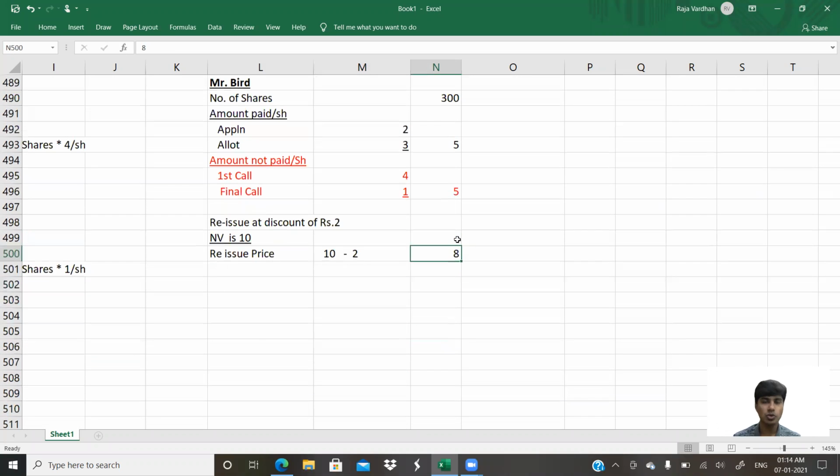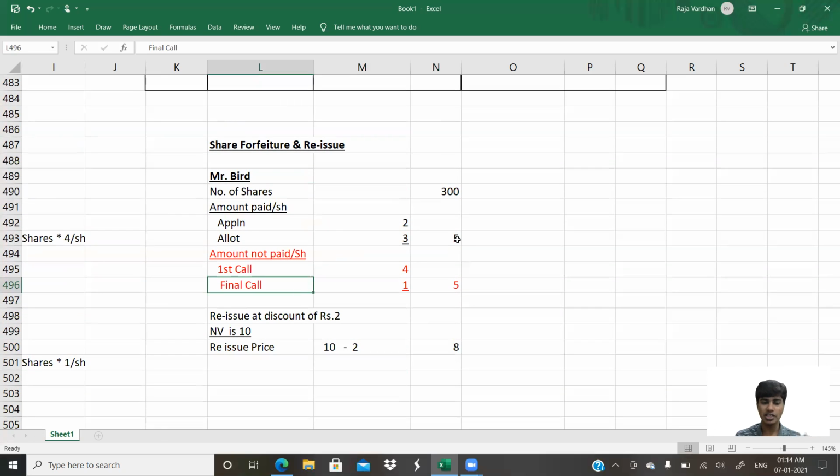That 3 rupees will go to capital reserve. That is the money remaining in share forfeiture account. So this 2 rupees discount will first be subtracted from this 5, and the balance 3 rupees remaining in share forfeiture will get transferred to where? Capital reserve. So that is the point. I just explained it to you with the help of a working note before I do journal entries.